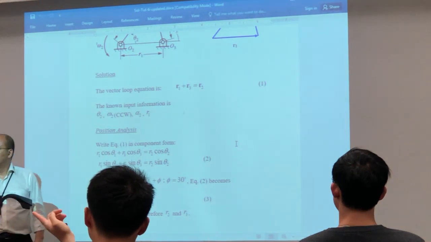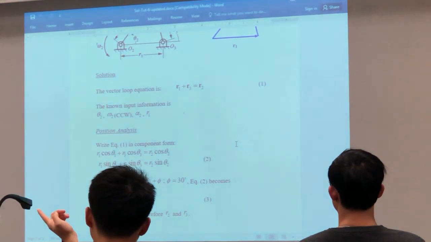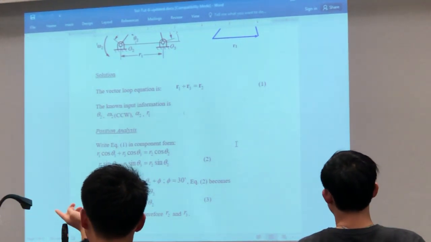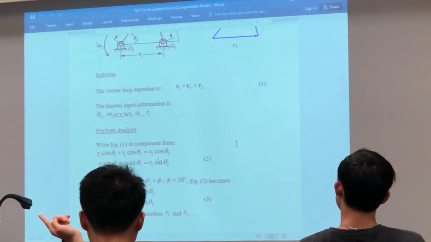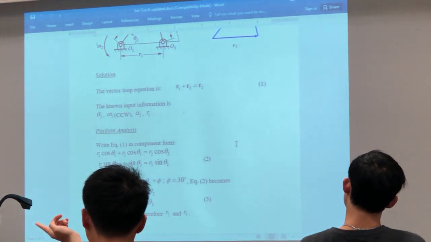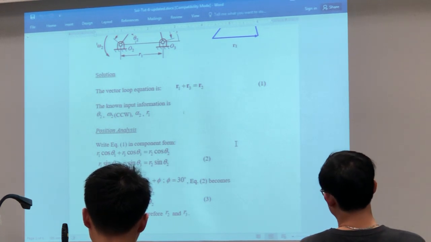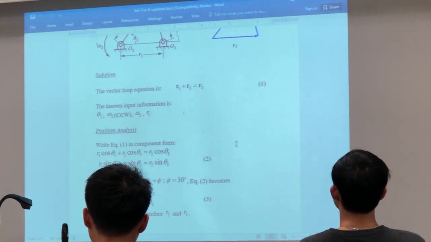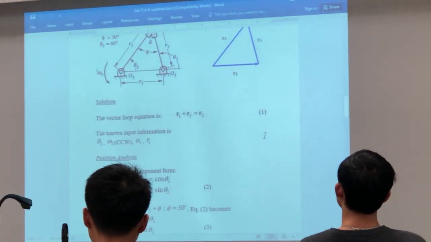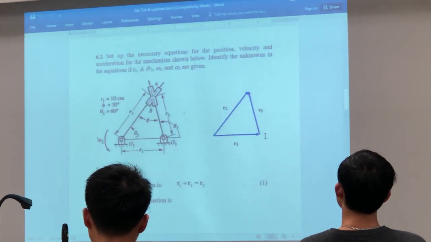Any questions so far? Again, bear in mind what we are trying to do is convert a physical mechanism into a mathematical problem by making use of the vector closed loop. Basically, you convert a physical thing into mathematical language, mathematical equations. So this is what we call a Cartesian analysis.